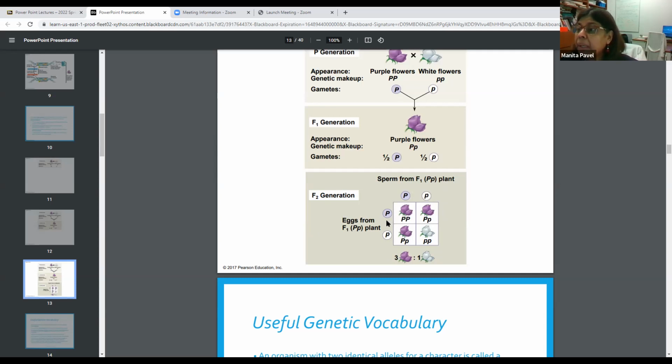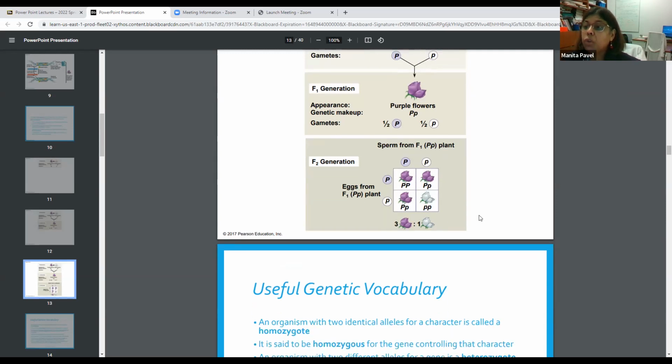So always capital letters come first, the dominant trait. So capital P goes here. You're matching. Capital P, lowercase p goes here. Now you're finished with this, go to the next box. Capital P, lowercase p goes here. Capital P, lowercase p comes here. Lowercase p goes here. So now how do we prove this 3:1 ratio?